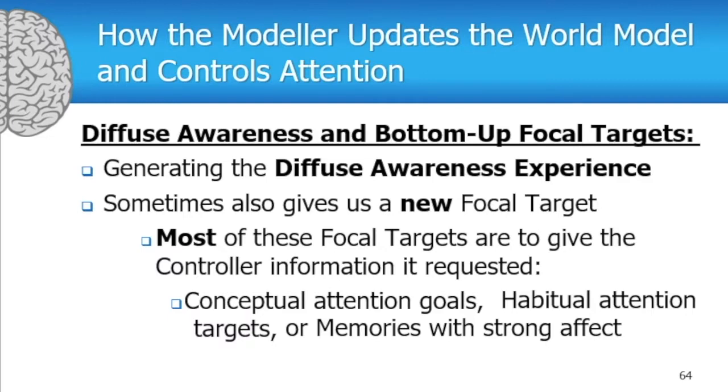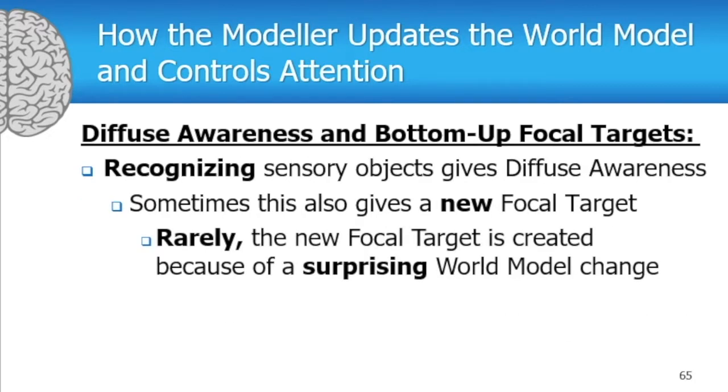However, on rare occasions, the new focal target will come from the modeler itself. This is when the modeler was very surprised by the change to the world model. Perhaps this was the detection of a new object where no new object was expected, or an object changed in a way that was unexpected. An example would be an object that was moving in a straight line that suddenly and unexpectedly changed its direction of motion.